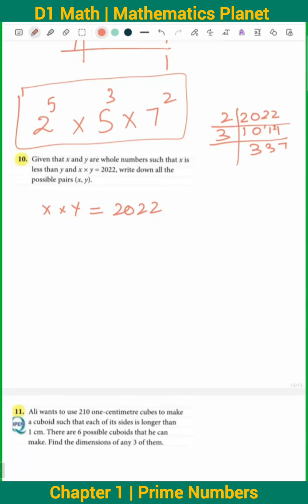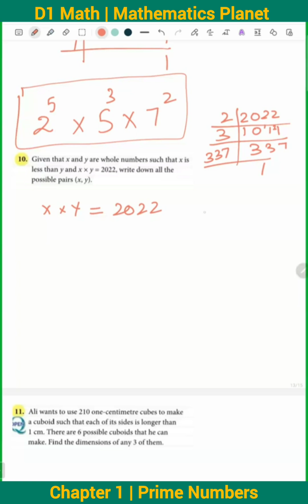I can't hear you. Can 337 be divisible by any number? No. So 337 will come like this. Can you recheck if 337 is a prime number or not? Yes, it is a prime number.